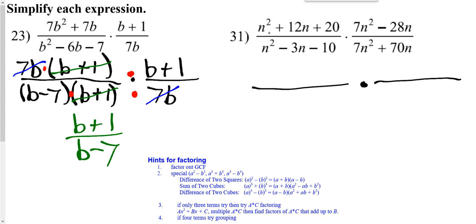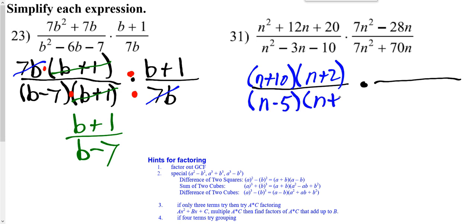There's no greatest common factor in the first numerator, but we do have three terms, so we can do AC factoring. And when you go through the process of AC factoring, you would end up with this. The first denominator, there's no greatest common factor other than 1, so that's not helpful. So you can do your AC factoring. The top right one, there is a greatest common factor, so we can pull that out. And now sometimes what's left in the parentheses would factor farther. In this case, it doesn't. And the bottom also has a greatest common factor.